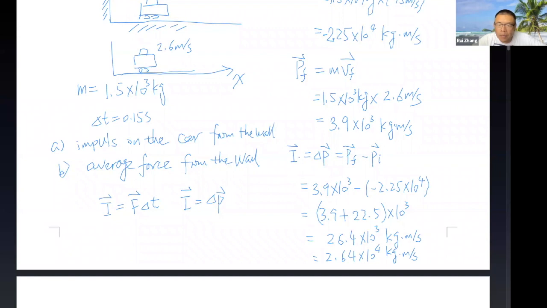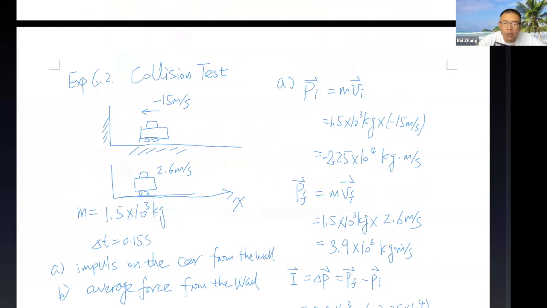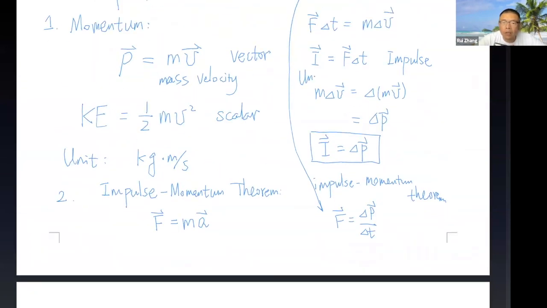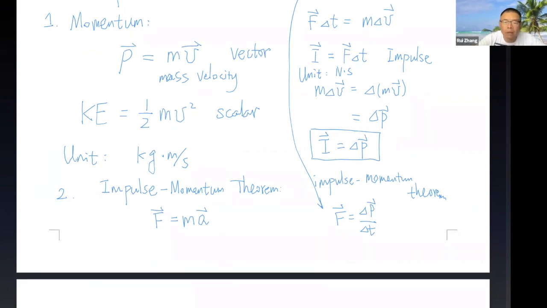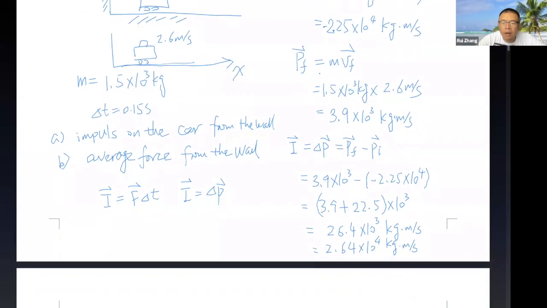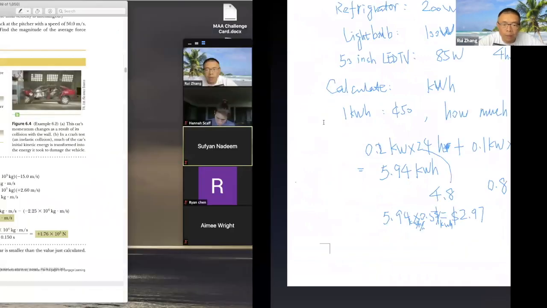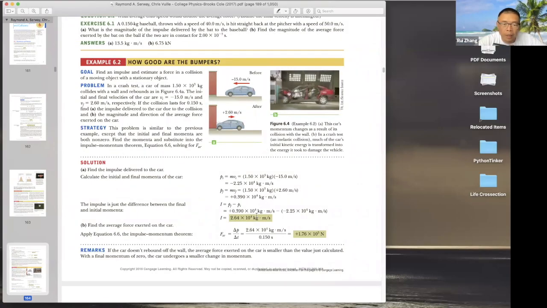Notice that impulse, because it's directly related to momentum, shares the same unit. Another unit you can write, according to the definition, is newton times second, but that's the same as kilogram times meter per second, because a newton is kilogram times meter per second squared. So these two units are exchangeable. Anyway, this is the answer for part one: 2.64 times 10 to the fourth, which is the same as what we got here. Good.